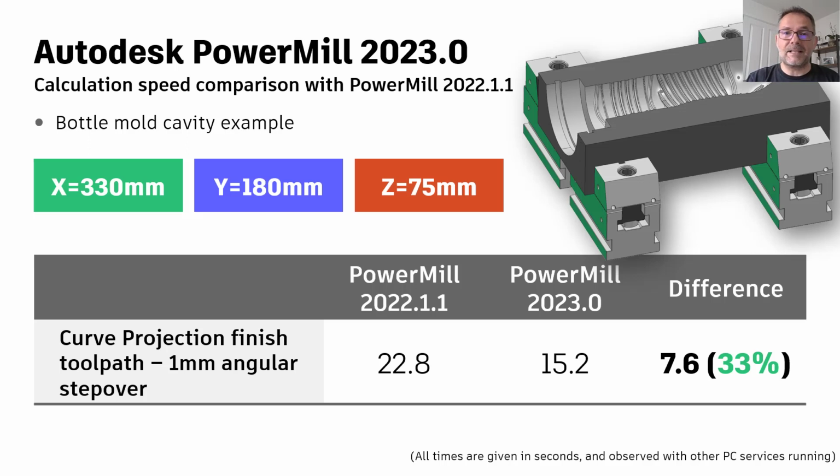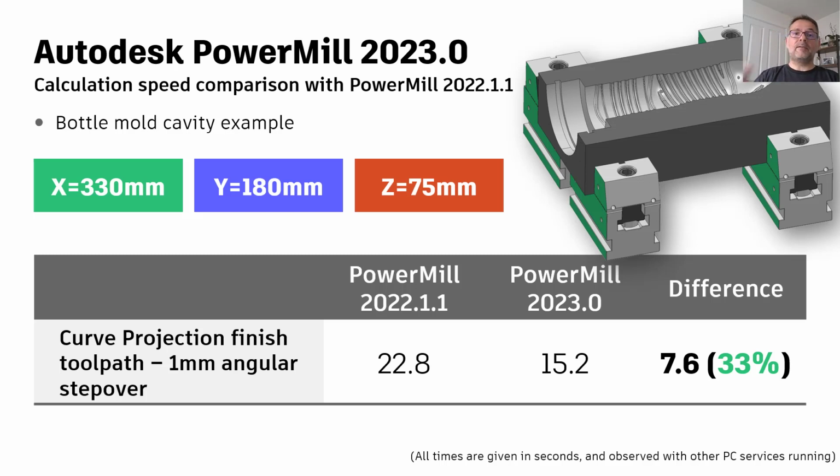And our first test considers the speed ups that we've included in curve projection finishing. And what we're seeing here is the time taken to calculate a curve projection toolpath on a reasonable size bottle mold. And we're comparing the differences between PowerMill 2022.1.1 and this latest release, PowerMill 2023. And you can see the difference is quite noticeable. We've reduced from nearly 23 seconds down to 15 seconds. That's a saving of just under 8 seconds or 33%. So that's a huge gain. Even on something as quick as a 23-second toolpath, that's a big saving.